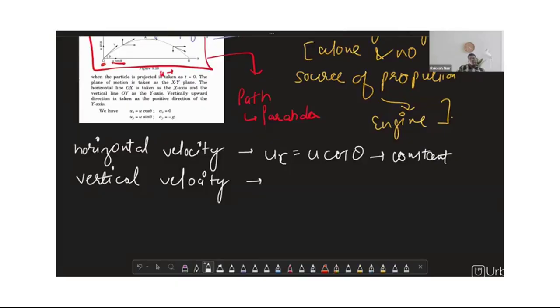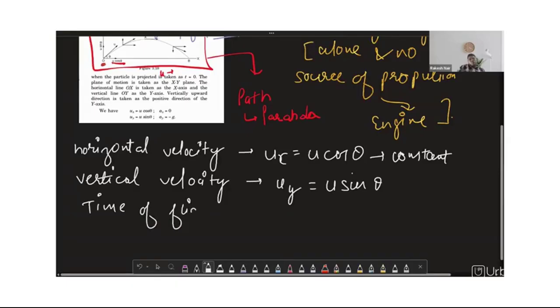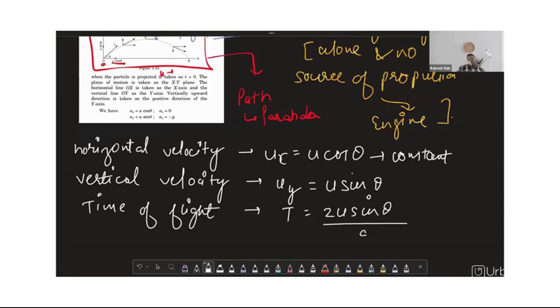The vertical velocity, uy, is u sin theta. It's not constant, it's changing. Time of flight to be considered is 2u sin theta by g.